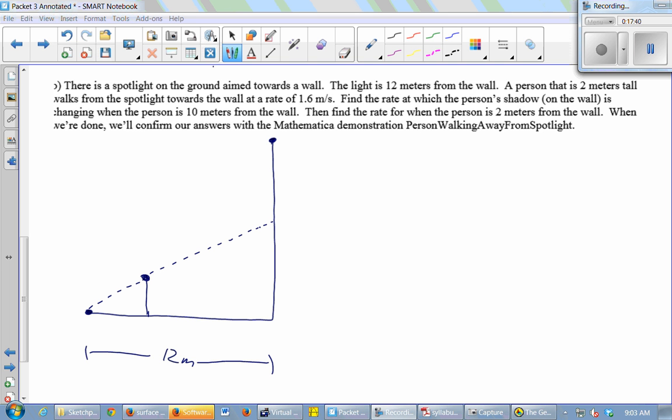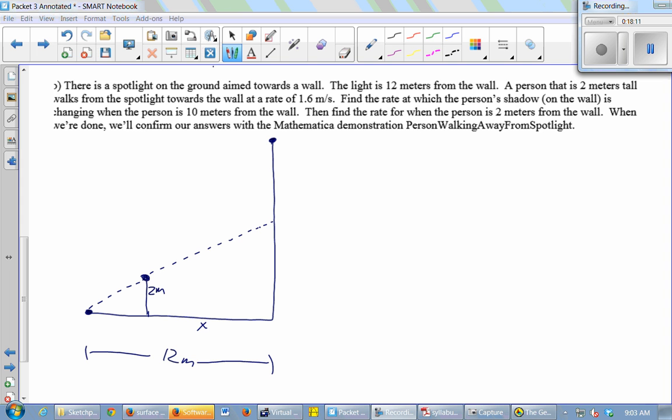All right, so there's the line of a ray of light, as it hits the person, and this would be the length of their shadow. Okay. So this person is 2 meters tall, and we want to know some rate of change when the person is 10 meters from the wall. So let's call the distance from the wall x. That way it'll be easy to plug in. At some point, we'll just replace the x with a 10.